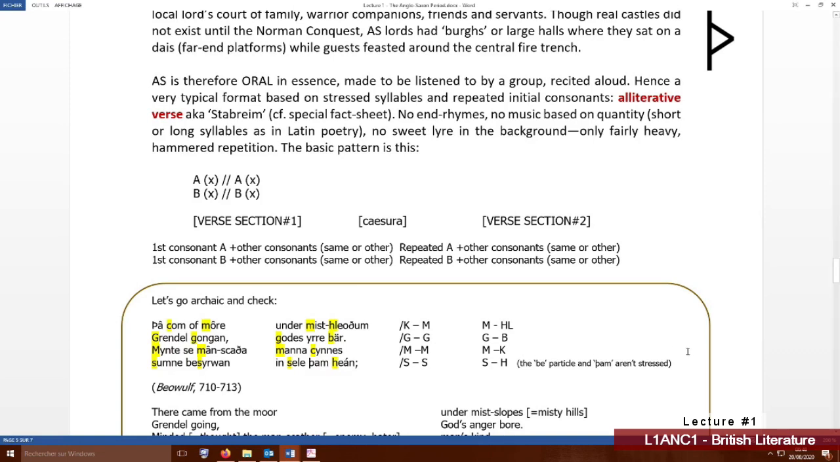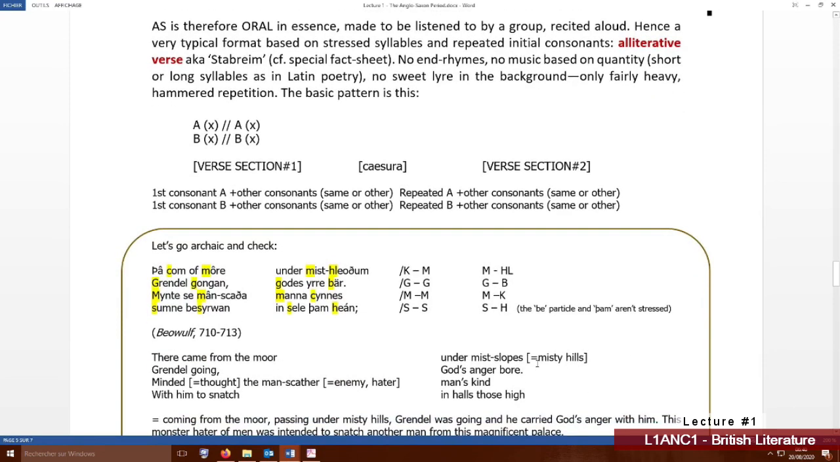So I'm giving you a sort of description of the pattern here. The lines were very short. They were divided into two segments. And what was important was to repeat initial consonants. So I'm giving you an example here from Beowulf.